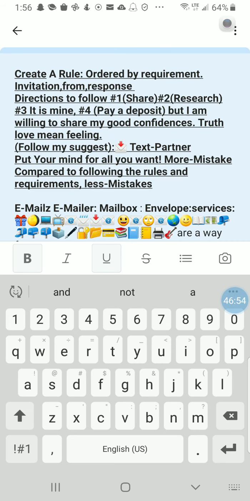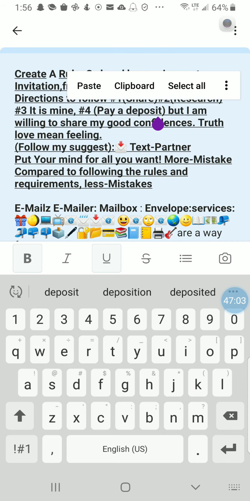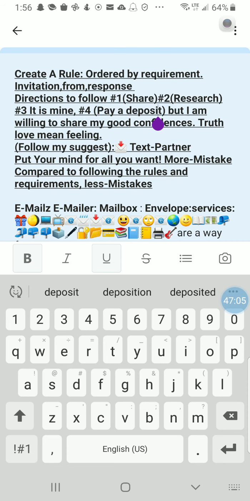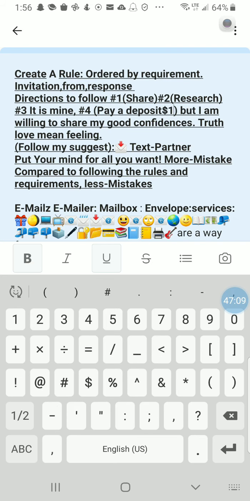But anyway, rule number four, pay a deposit, and that deposit would include something like most deposits, and I know like everybody else might say, a deposit of maybe $100 or something like that.